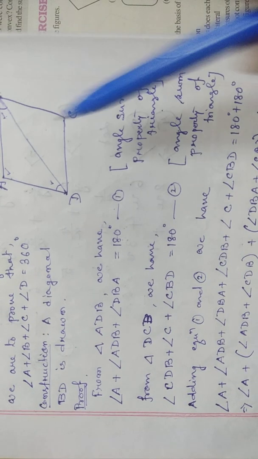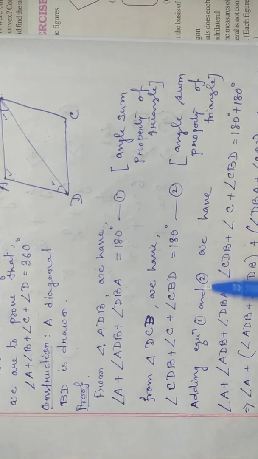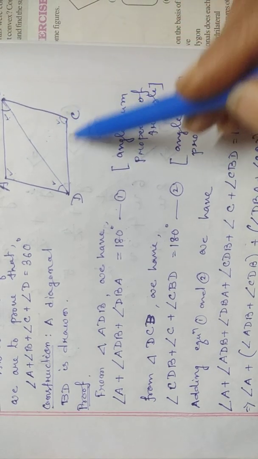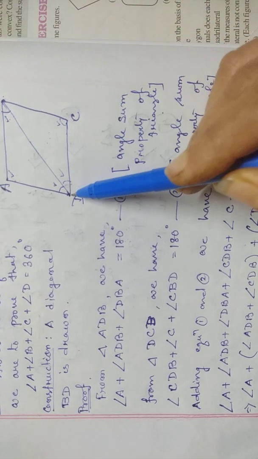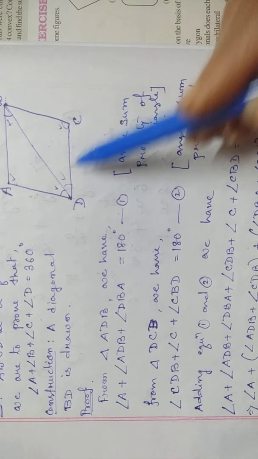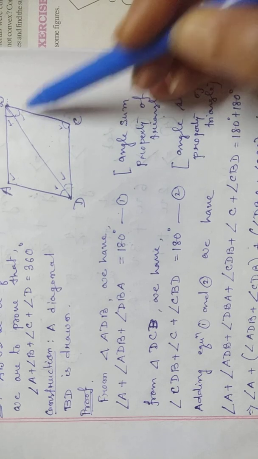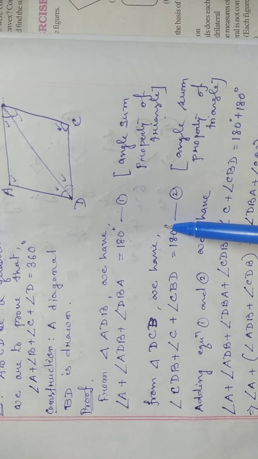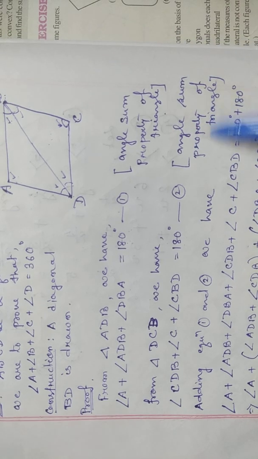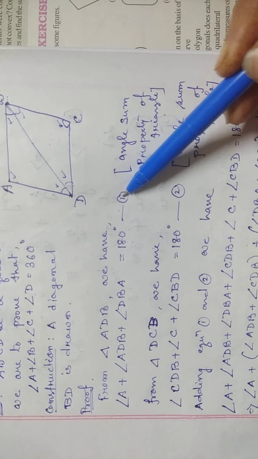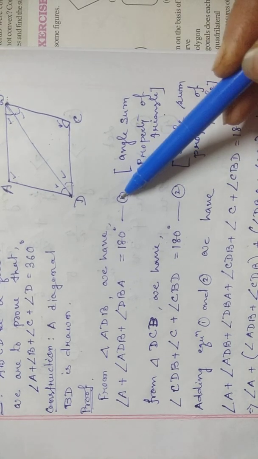Okay. Again you see this is another triangle. From this triangle what can we write? Angle C plus angle CDB plus angle DBC. This angle plus this angle plus this angle. These three angles equal to 180 degrees. This one you can write from the angle sum property of a triangle. Okay. Now this is one equation. This is another equation. You have to add these two equations.